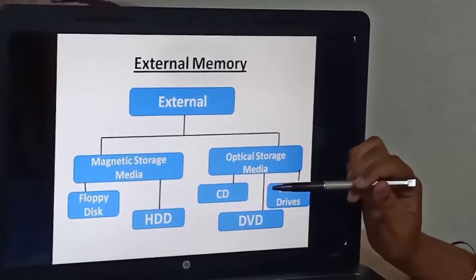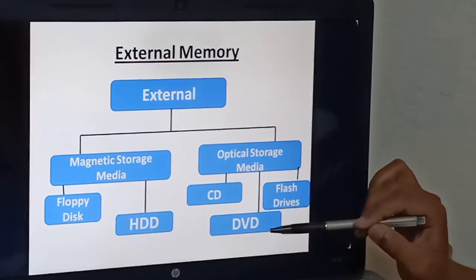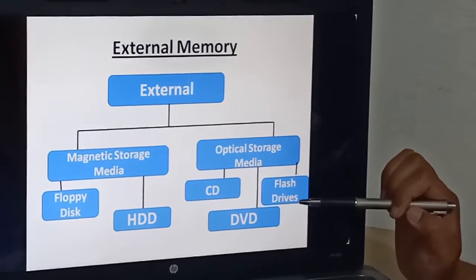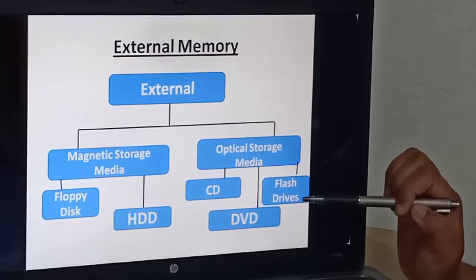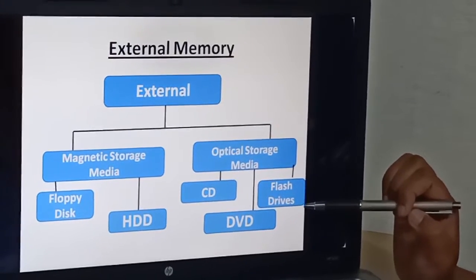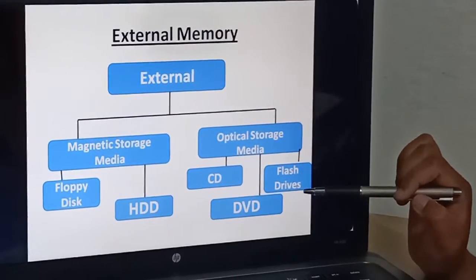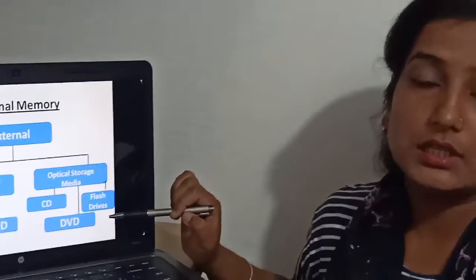Optical storage media has different examples like CD, compact disc, DVD, digital versatile disc, and flash drive. Flash drives can be of several types, like your pen drives, or the memory chips which you insert in your mobile. Those are all examples of flash drives. CD and DVD are actually optical storage media, using laser beams to store and retrieve your data, and these are more portable. You can take them from one place to another easily, unlike a hard disk, but nowadays a hard disk can also be portable.